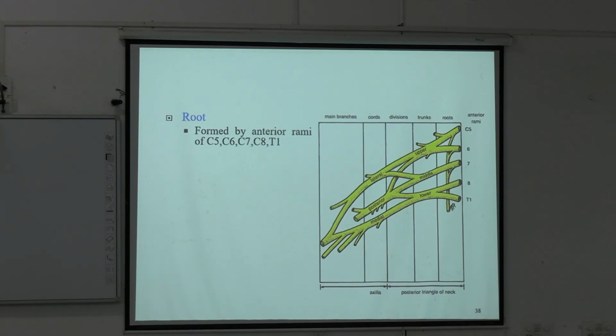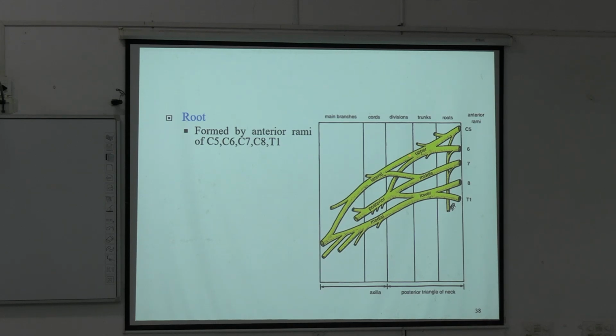Now what happens here: all the posterior divisions coming from these trunks, the upper one, middle one and lower one, unite. They unite to give rise to a common trunk, which we call the posterior cord. So we have initially roots, then they unite to form the trunks, and then each divides into anterior and posterior. All the posterior divisions unite together and give another structure, which we call cords. We call this cord the posterior cord, which is united by these posterior divisions.